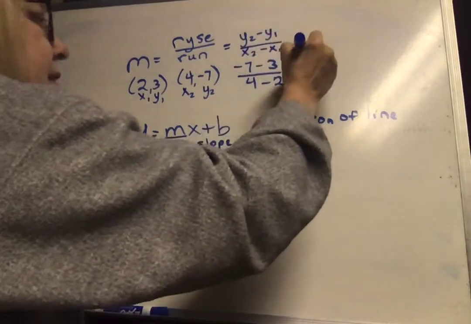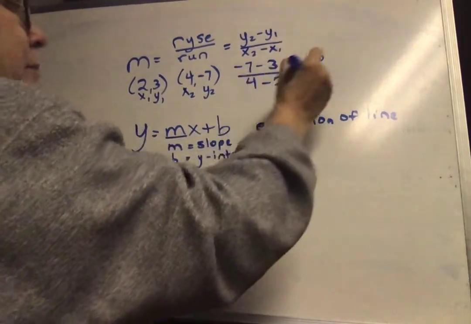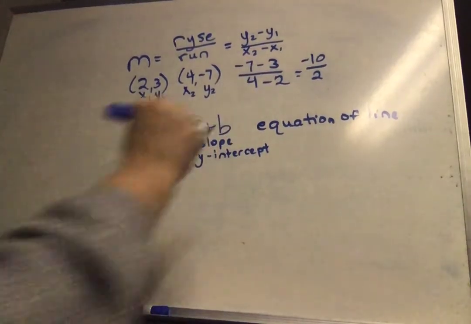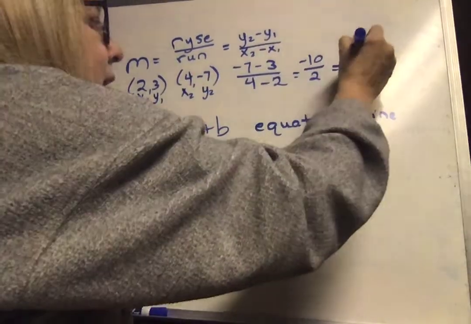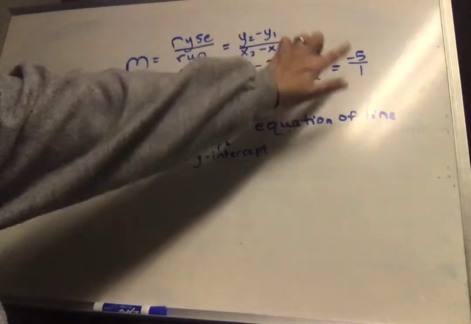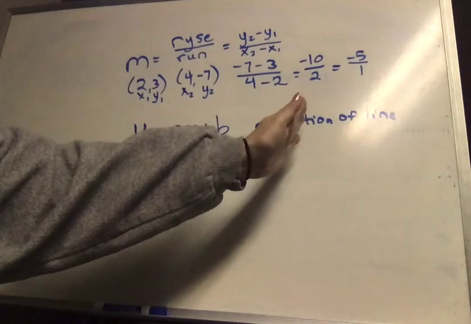-7 minus 3 is -10. 4 minus 2 is 2. -10 over 2 is the slope of -5, or -5 over 1. If we want to see the rise over run, down 5 to the right 1.